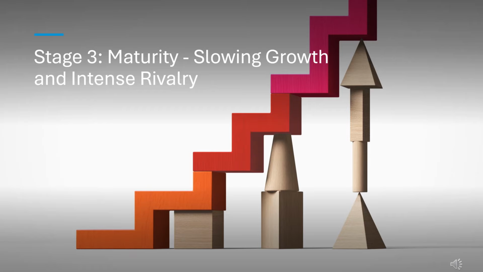Eventually, most industries reach a point where the growth starts to slow down. That's the maturity stage. The market is pretty saturated, and there are usually a lot of well-established companies all fighting for the same customers. Competition becomes really intense, often focusing on price. Businesses in this stage need to be really efficient, keep their costs down, and work hard to hold on to their share of the market.